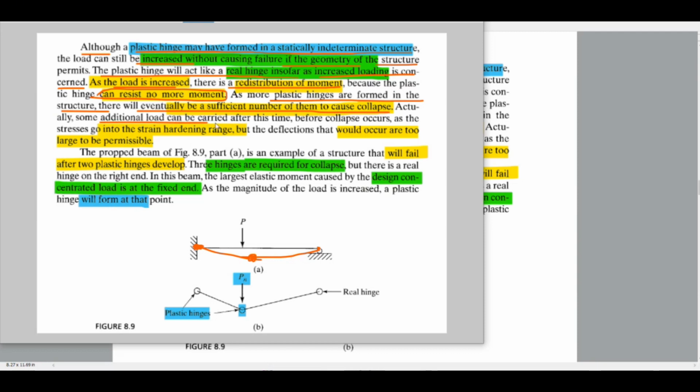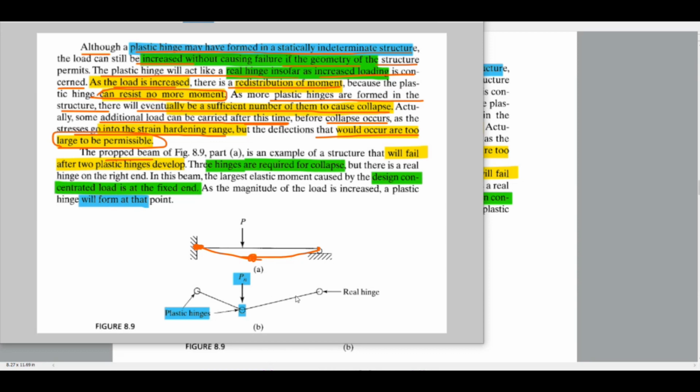Actually, some additional load can be carried after this time before collapse occurs, as stresses go into the strain hardening range, but the deflections which occur are too large to be permissible. So here, even though we can add some more load before the collapse occurs, the deflections that would occur are too large to be permissible.